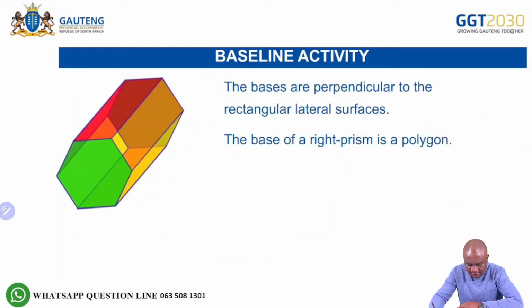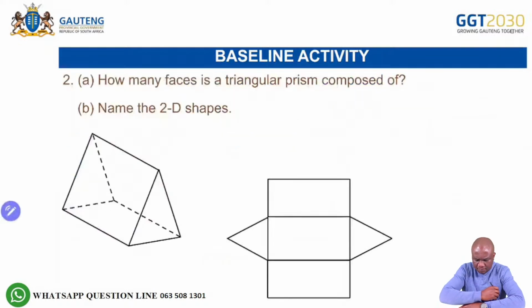The base of a right prism can be a polygon. Like I said, hexagonal prism, rectangular prism. You can have triangular prism, you can have pentagonal prism, octagonal prism. Okay, so that's how we name the prisms.